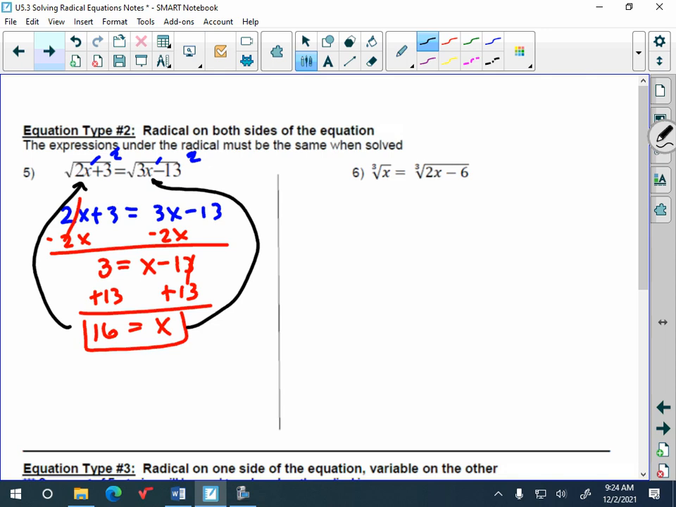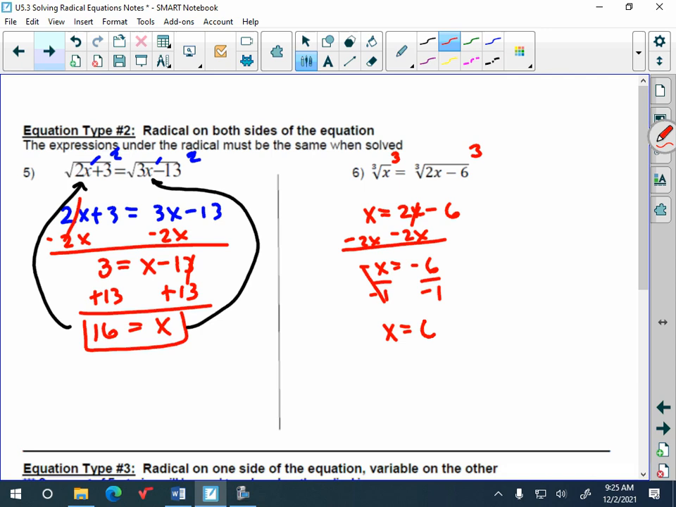All right, and then number 6, we're going to cube both sides. Cube it. Get rid of the radicals, and we just get x equals 2x minus 6. I can subtract 2x over. Negative x equals negative 6. Divide by negative 1. X equals positive 6.